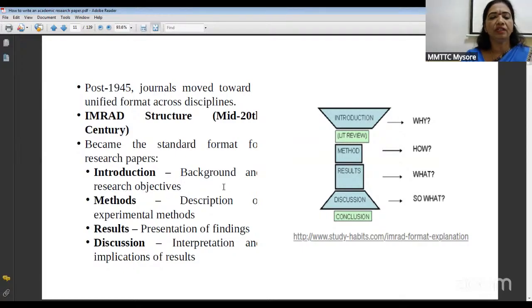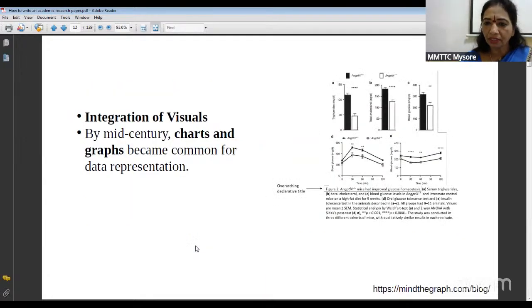Introduction, which will tell about background and research objectives. Methods will tell about description of the experimental methods. Results actually tell you about presentation of findings. And discussion will tell you interpretation of the results or implications of the results. So I hope it's okay, right?